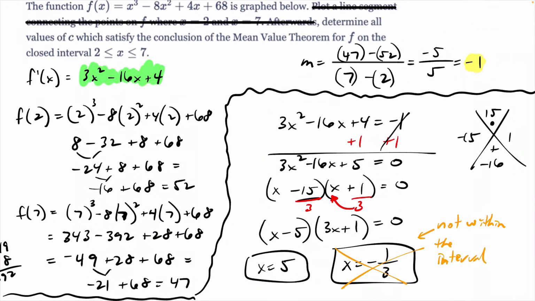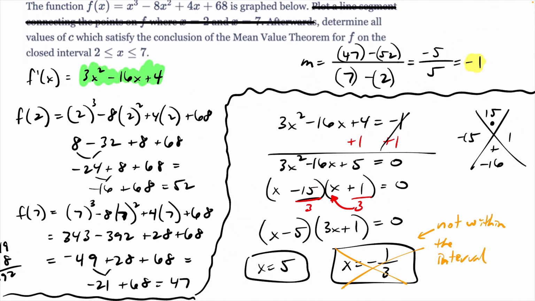So eventually, when you get there, the first derivative is 3x squared minus 16x plus 4. The derivative, or the slope, average rate of change is -1. You set them equal to each other. It's a quadratic, so you're going to get 2 answers. Eventually, you get positive 5 and negative 1/3. Isn't it negative 15 and negative 1? It should be -1, because they add to minus 16.